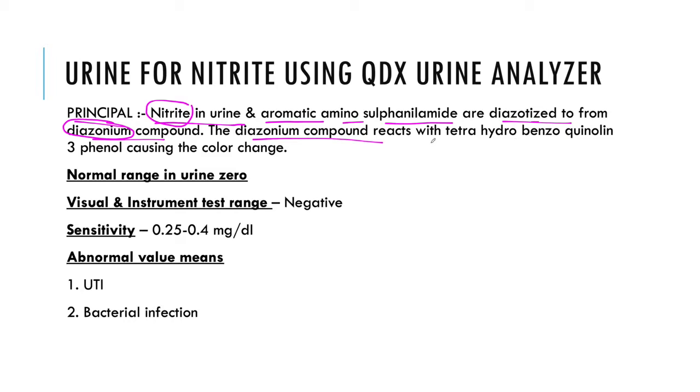tetrahydrobenzoquinoline 3-phenol, causing the color change. So two different terms you have to remember here. The nitrite present in urine will act with the aromatic amino sulfanilamide, and it will be diazotized to form the diazonium compound, and this diazonium compound will react with the tetrahydrobenzoquinoline 3-phenol, and this will cause the color change.